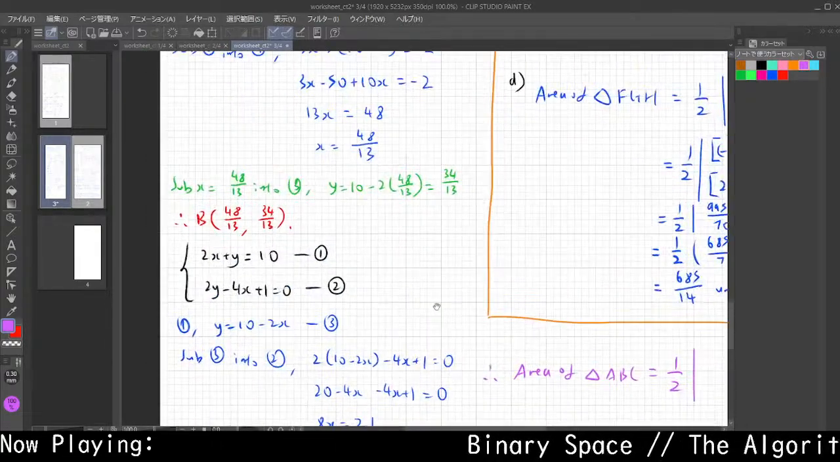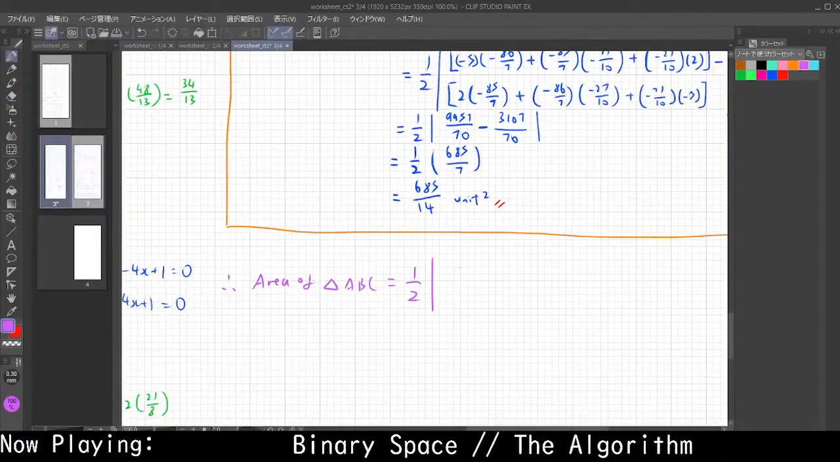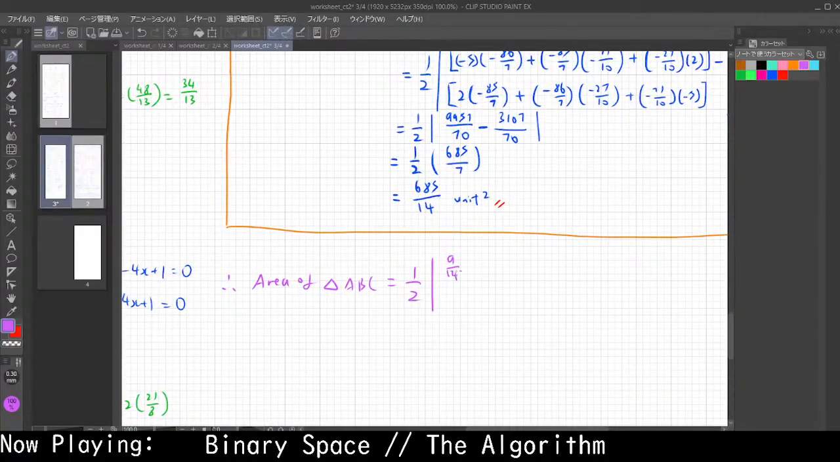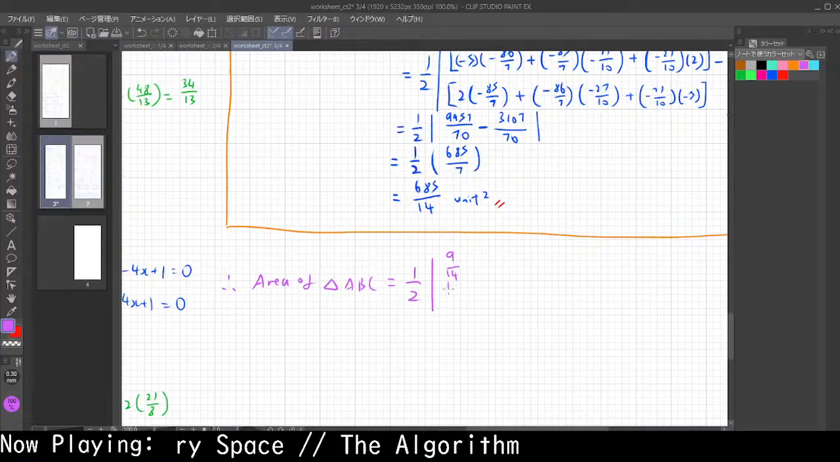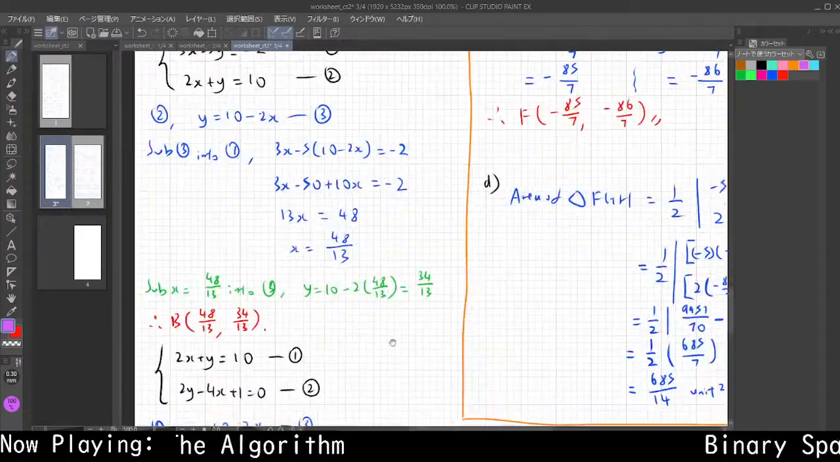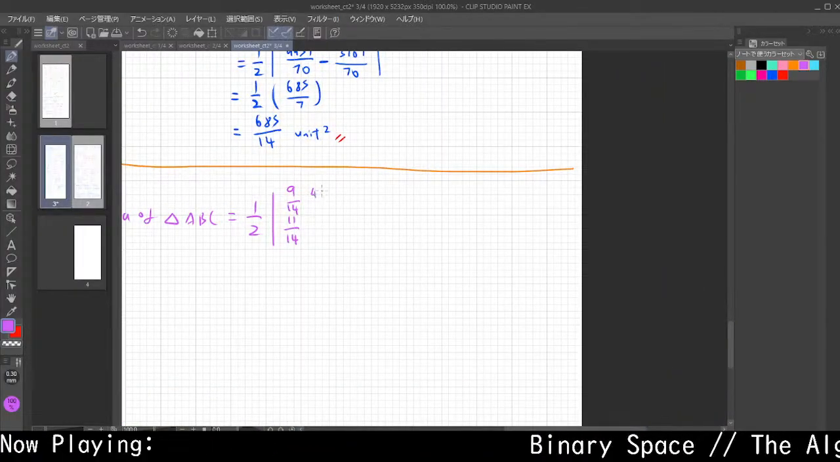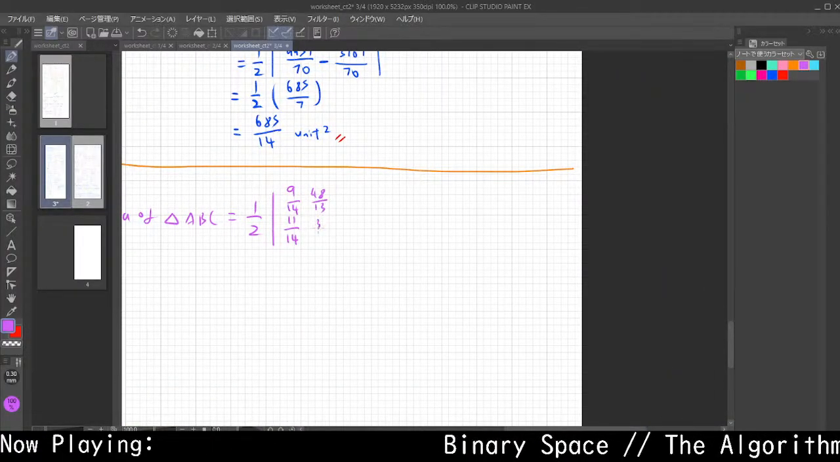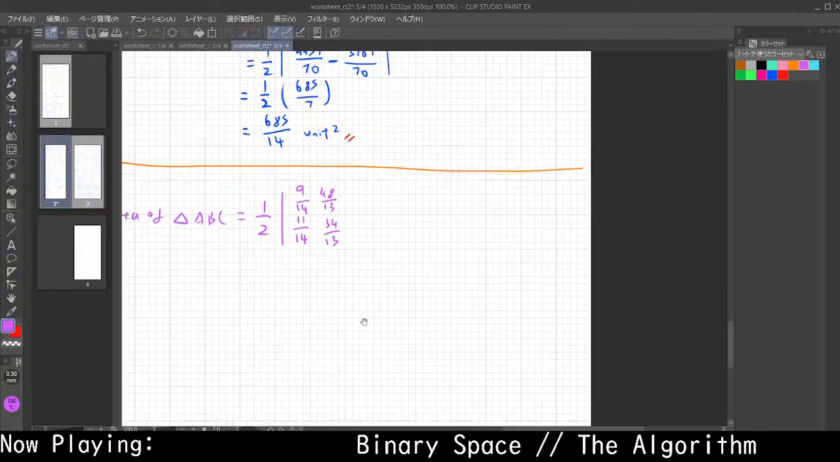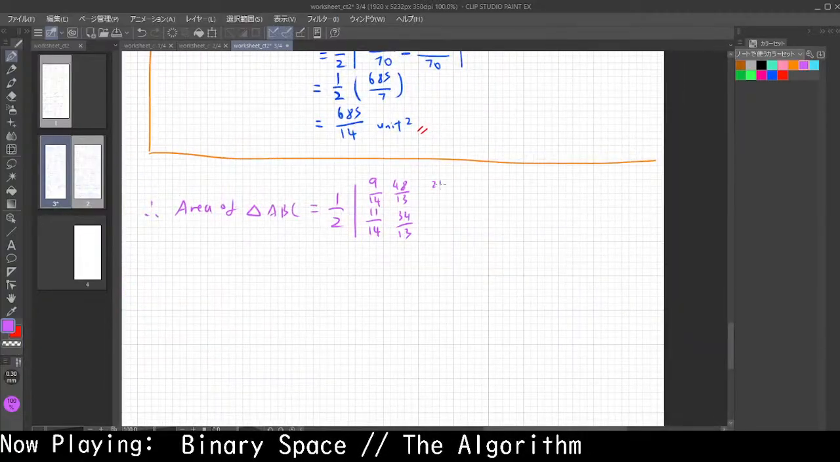Okay, what are the coordinates? 9 over 14, 11 over 14. I believe my calculations are all correct. If any of you got a different answer, please let me know. Basically I can just open Desmos to check maybe later.